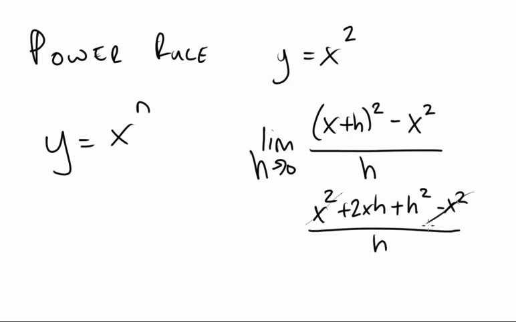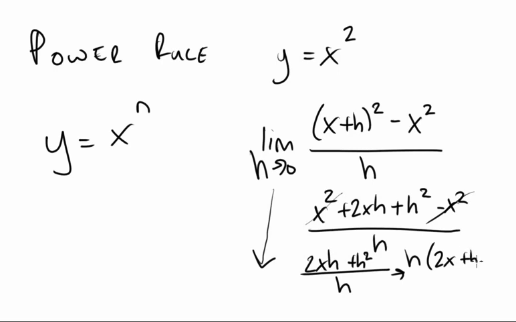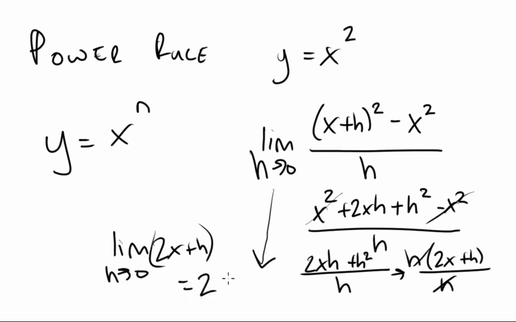The x squareds cancel out, so then we have 2xh plus h squared, getting kind of tight here, over h. And remember, this is the limit as h goes to 0, so keep copying this down. Factor out an h from here, so we're going to have h times 2x plus h over h. The h's cancel, and so let's go over here. So we're going to have the limit as h goes to 0 of 2x plus h. So now we can plug in h equals 0, and then we get 2x. Okay, so what that means is if we have a function y equals x squared, that means y prime is 2x.